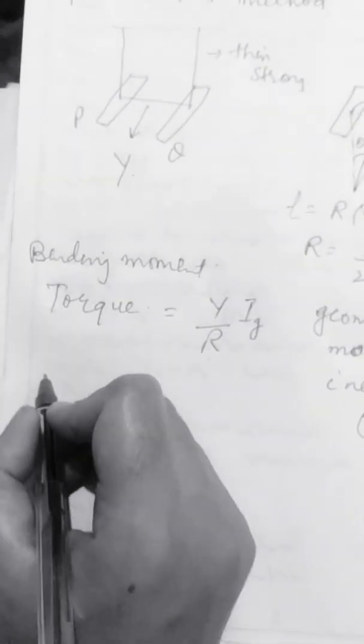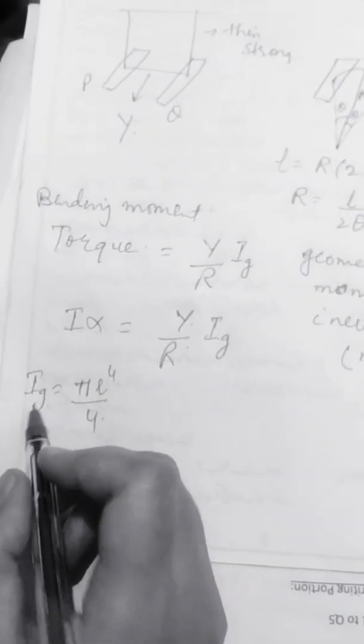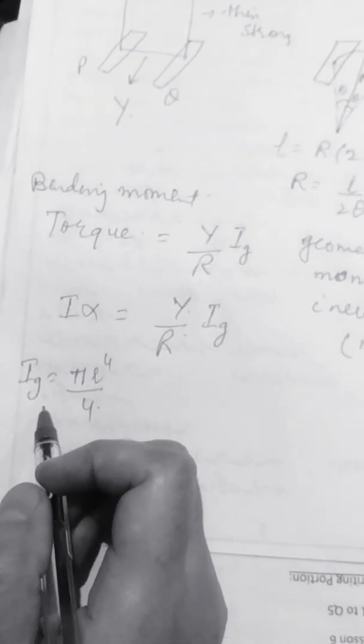Now let us see what we can do further. So torque is equal to I alpha. You know this is a very common formula, moment of inertia into angular acceleration. So that is Y by R Ig. Now what is this geometric moment of inertia of this thin wire equal to? Again, based on your knowledge of higher secondary level, this Ig is pi R^4 by 4. R is the radius of this thin wire, right? Again, I'm calling it geometric moment of inertia because it is not involving the factor of mass. It involves only the geometry of the object, right?